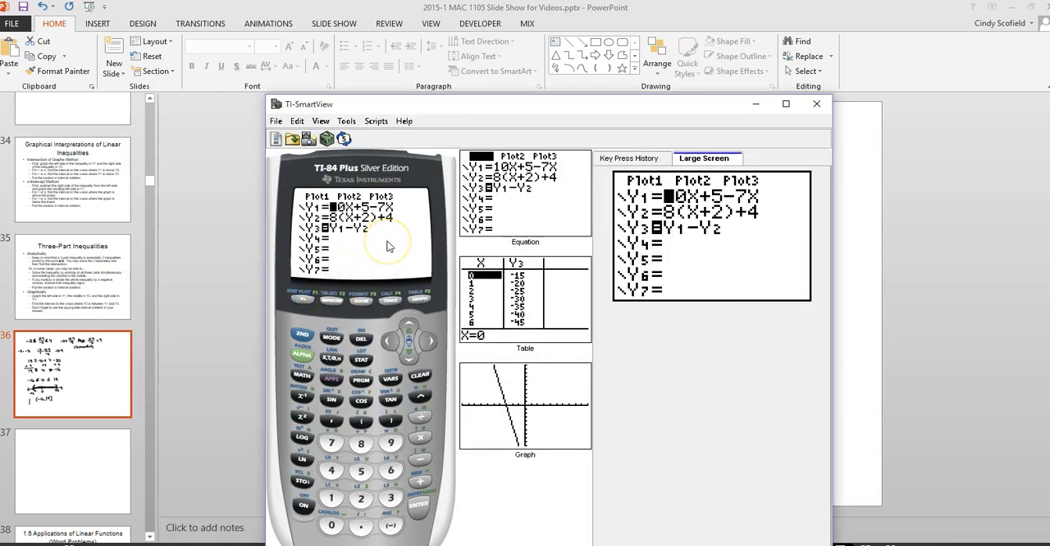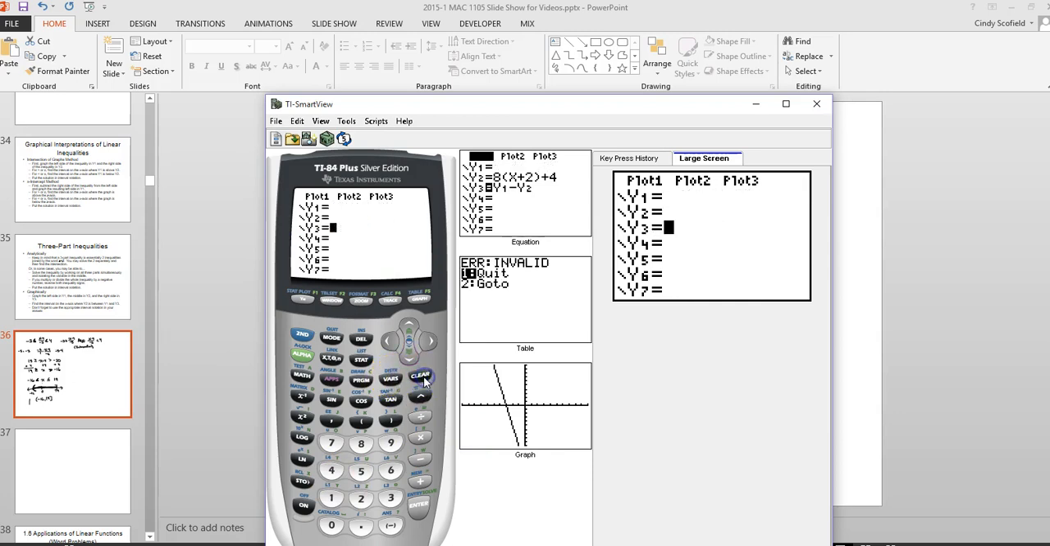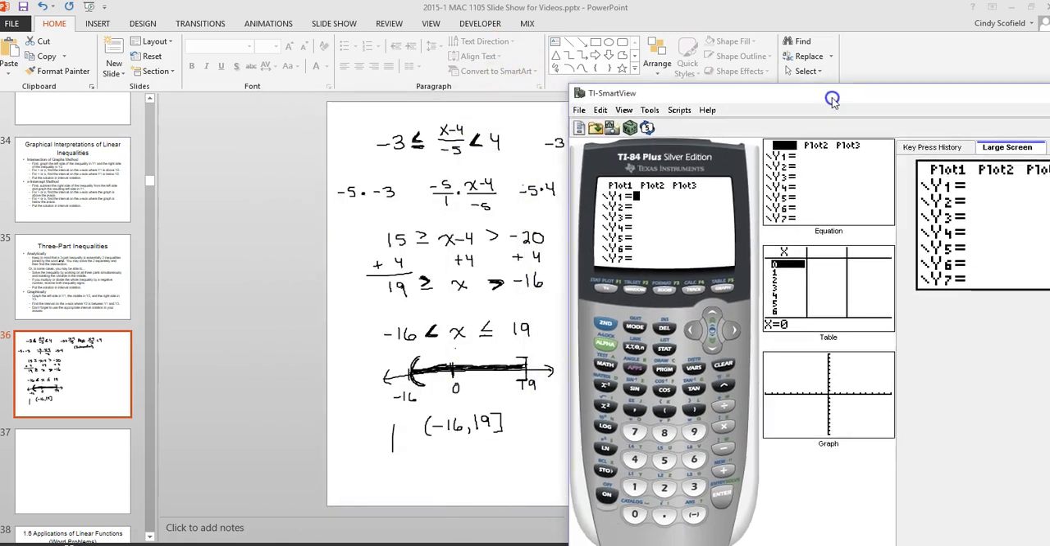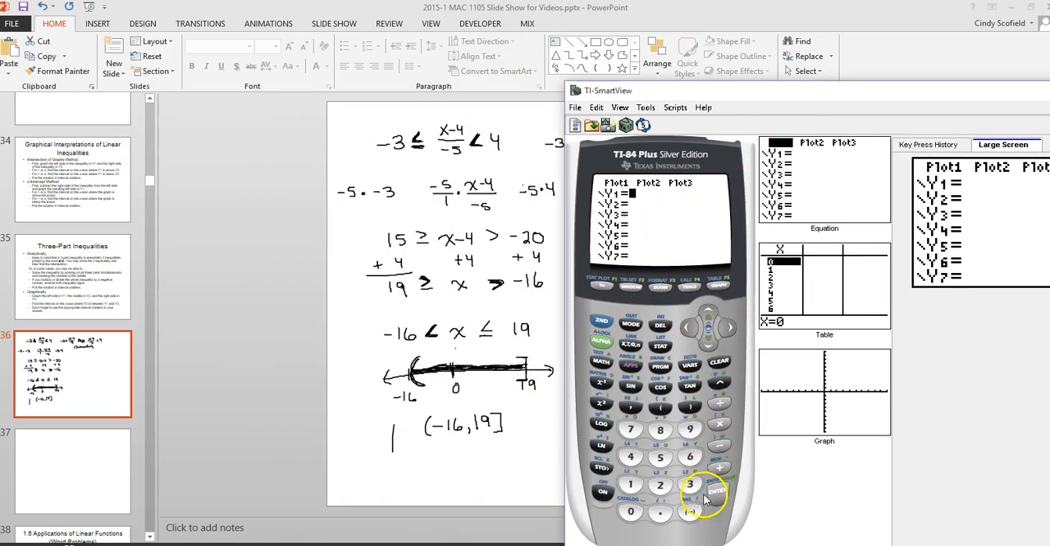Let me clear that out from the last example. All right, we're going to go ahead and put the 3 parts in. We're going to put negative 16 in for y1. We're going to put x minus 4 divided by negative 5 in for y2. And we're going to put 4 in for y3. So left side goes in for y1, middle part goes in for y2, right side goes in for y3.